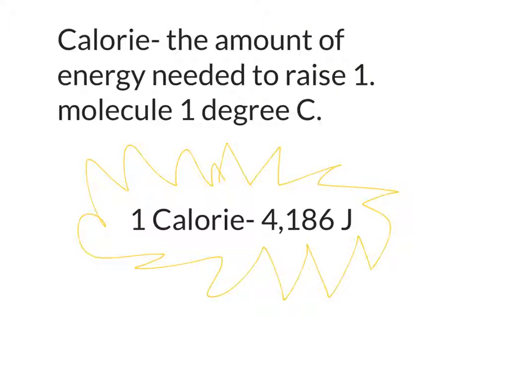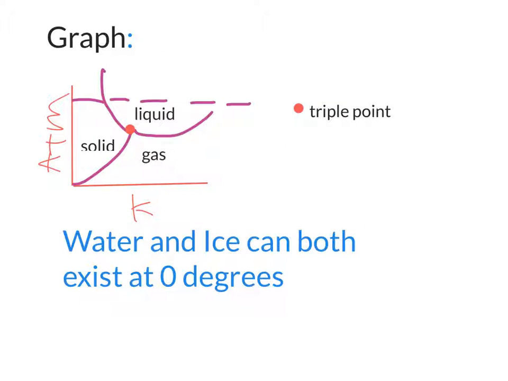Speaking about energy, we're going to talk about something that gives us energy and something we hear a lot about. A calorie. A calorie is the amount of energy used to raise one molecule to 1 degree Celsius. 1 calorie is 4,186 joules.